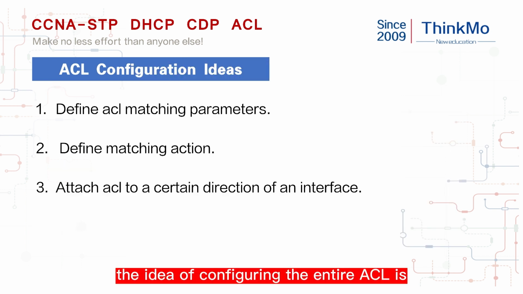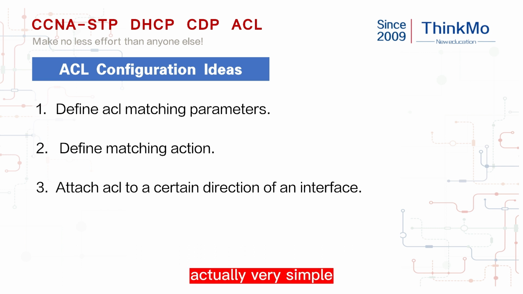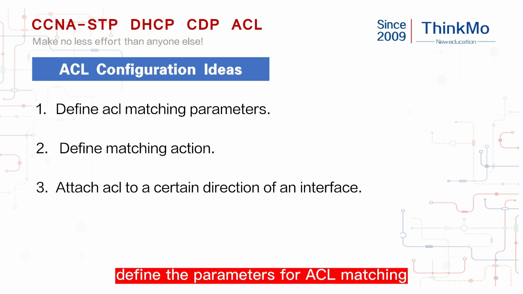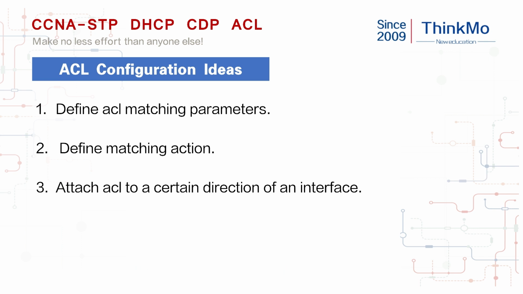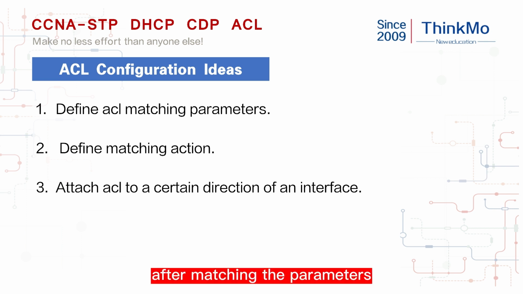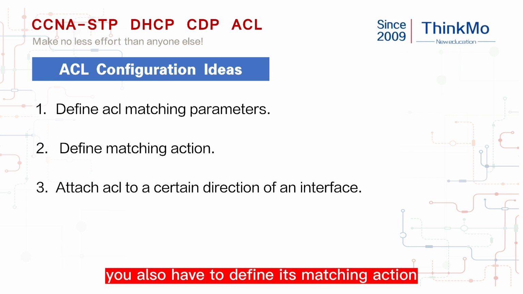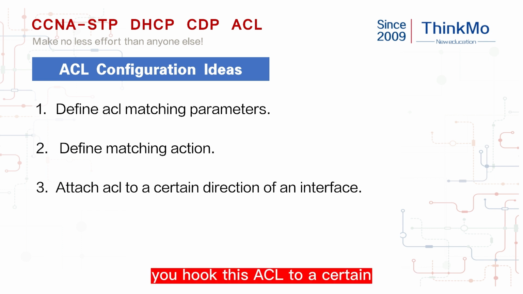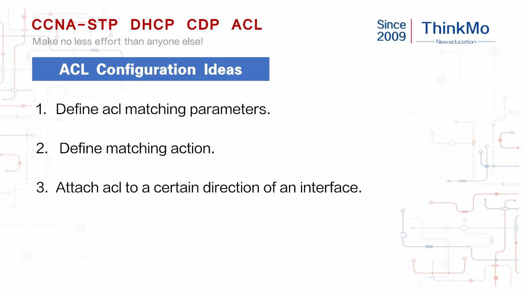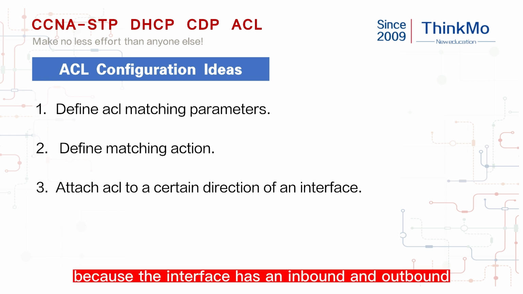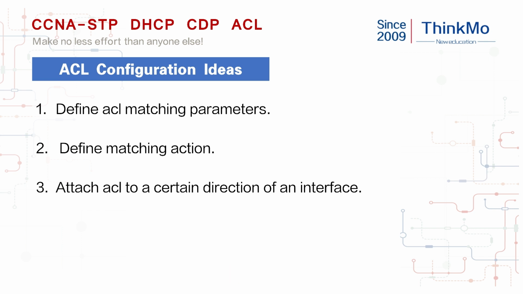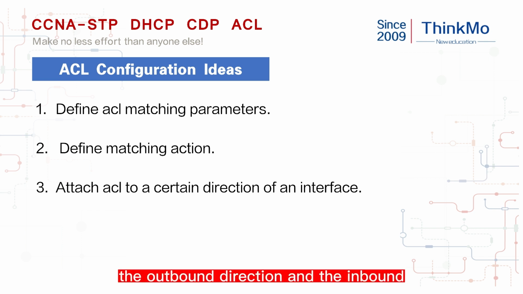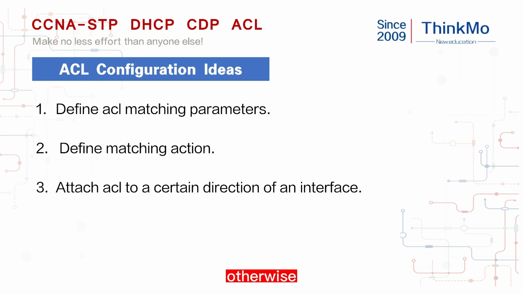The idea of configuring the entire ACL is actually very simple. Assume 3 steps. First, define the parameters for ACL matching. Second, after matching the parameters, you also have to define its matching action. Third, you hook this ACL to a certain direction on a certain interface. Because the interface has an inbound and outbound direction, the outbound direction and the inbound direction have to be mounted separately. Otherwise, you can't make it take effect.